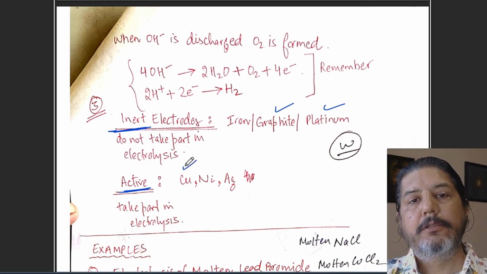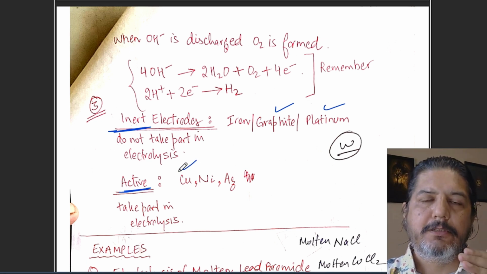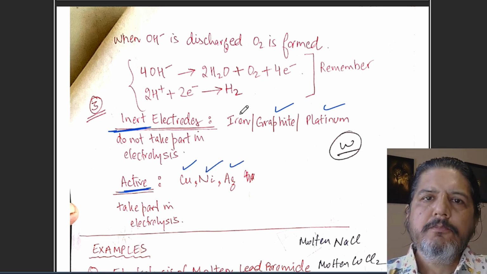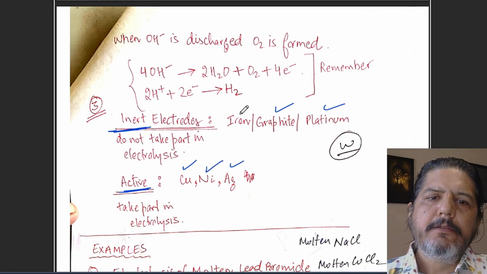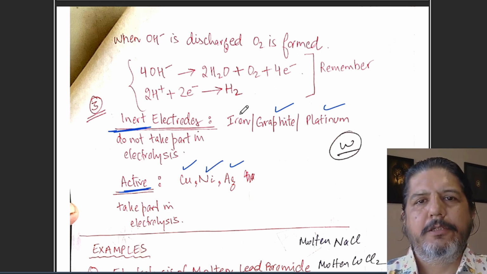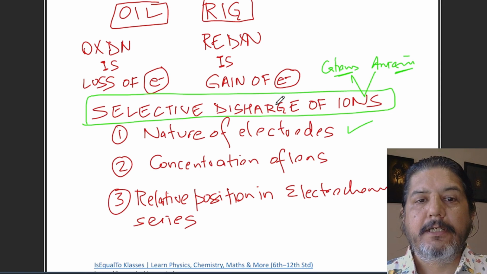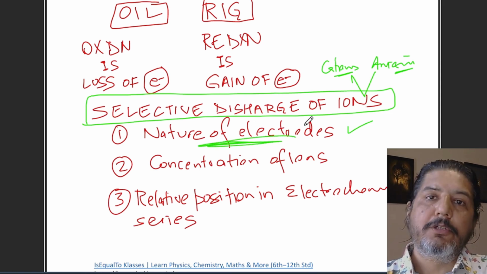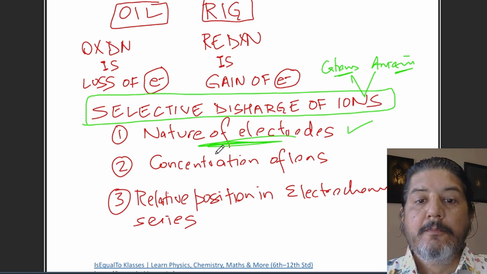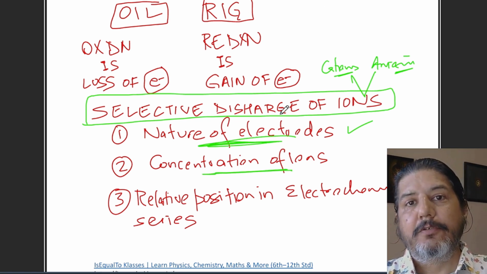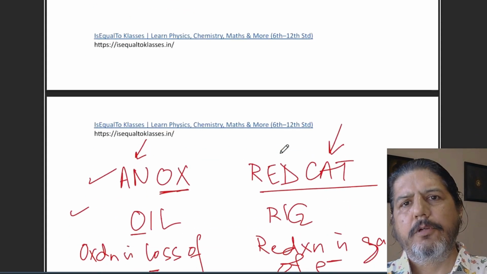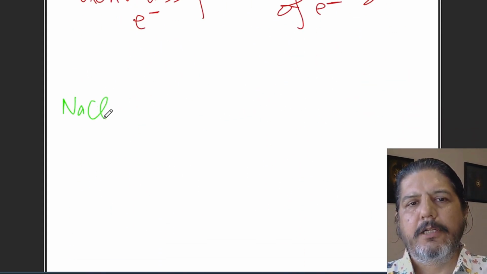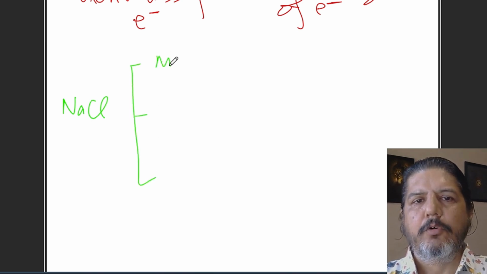There will be conditions when one or both of the electrodes would be copper, nickel, or silver. So these are the kind of active electrodes that you will see. So the first condition is that there is a selective discharge of ions. It depends upon, first, the nature of electrodes that you are dealing with. Second very important thing is the concentration of ions. For example, for sodium chloride, you can have three conditions. You can have molten NaCl.